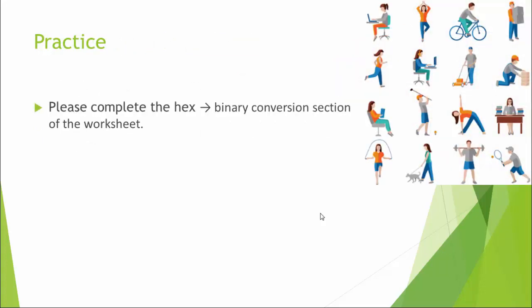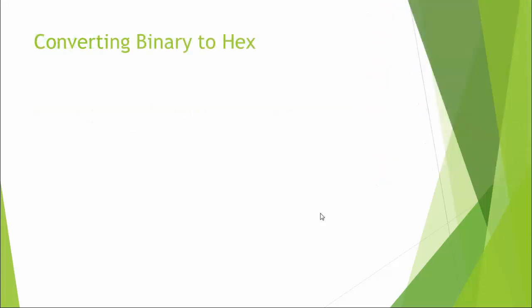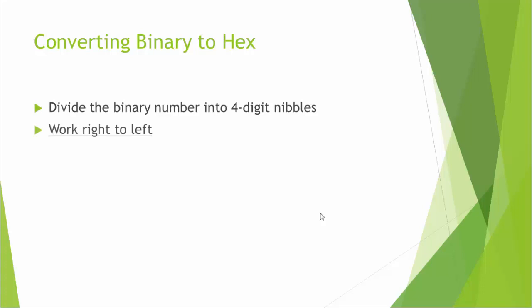Alright, so as far as practice goes, you can do the hex to binary conversion section of the worksheet. It's pretty quick. Now, converting binary to hex, the only catch is making sure that you work right to left. So you're going to divide the binary number into 4-digit nibbles and then work accordingly.